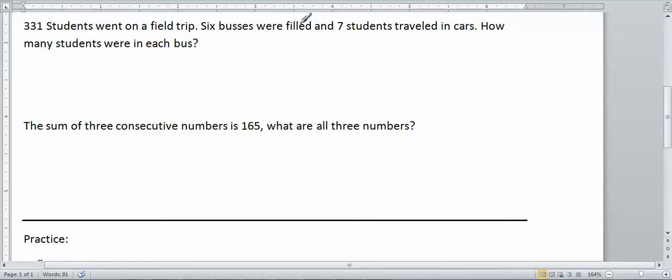Okay, and the last part of the question here tells me what my variable is going to be, because I have how many students were in each bus. So the variable, and what I'm going to call x, is equal to the number of students per bus. And remember, since it's the maximum number on each bus, that means that x has to be that maximum number.